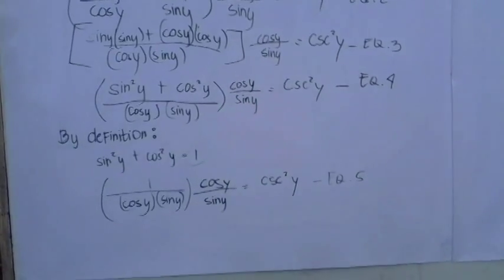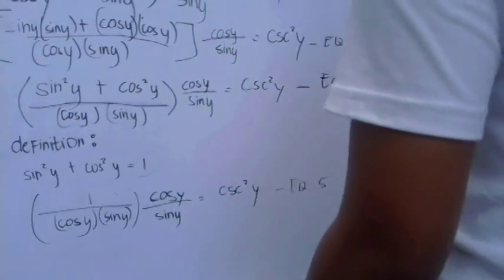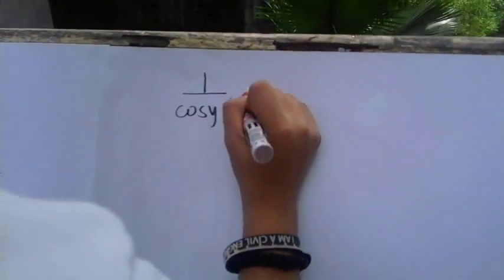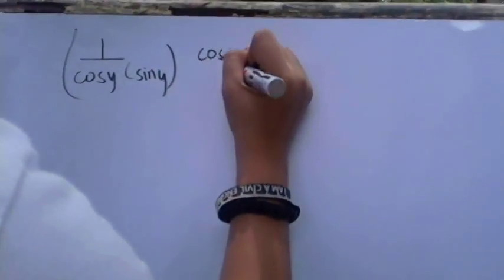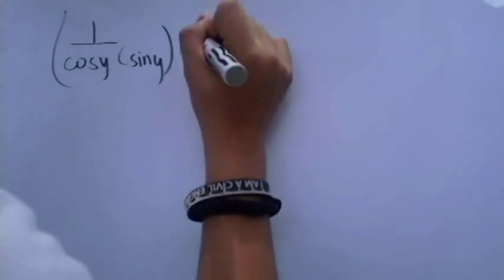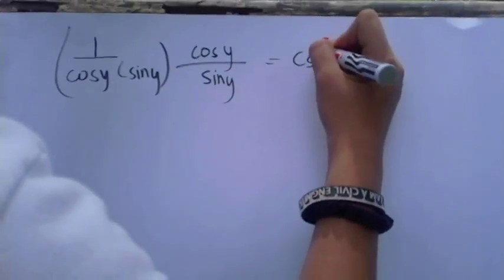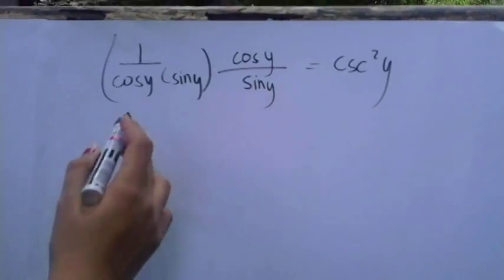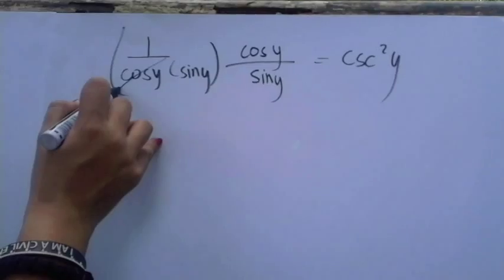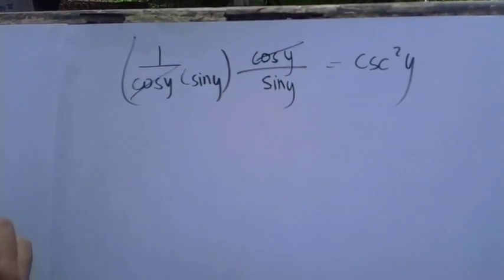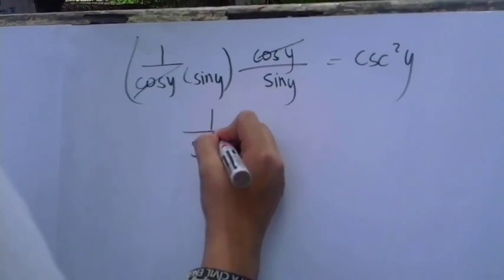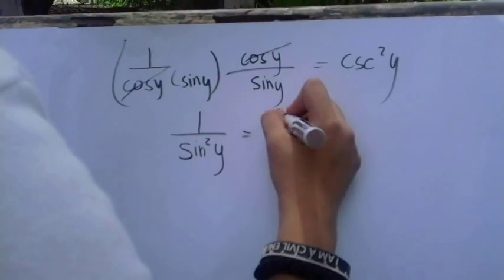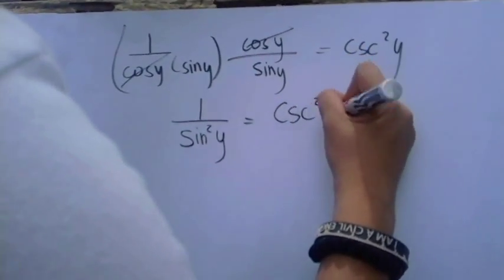So, going to equation number 6: 1 over cosine y times sine y, multiplied by cosine y over sine y, is equal to cosecant squared y. Now, we have to cancel cosine y here and cosine y there, leaving us with 1 over sine squared y, which is equal to cosecant squared y.